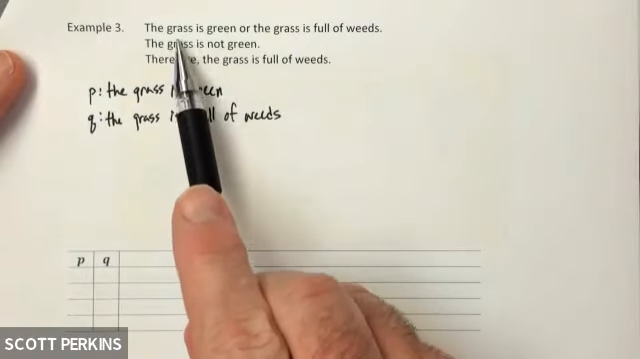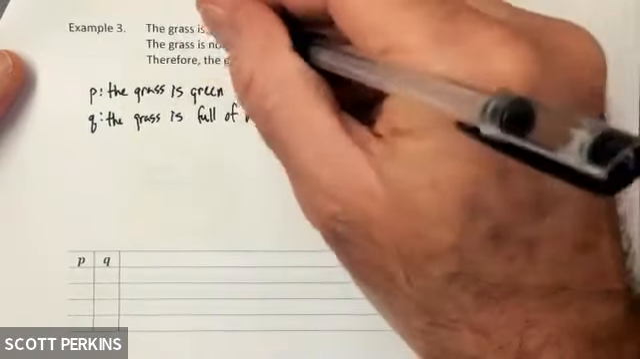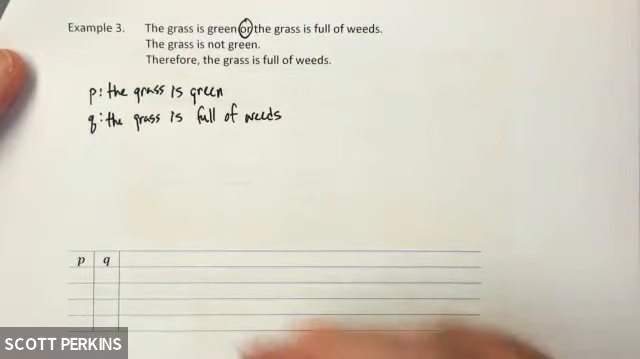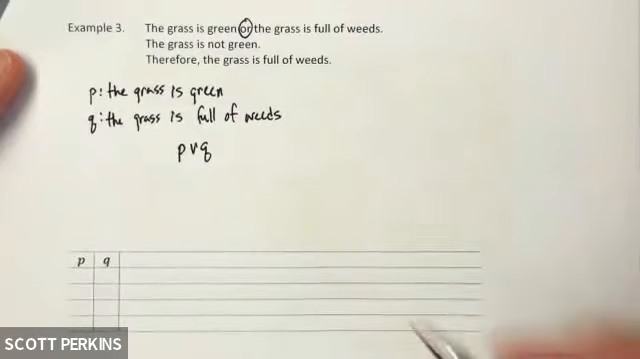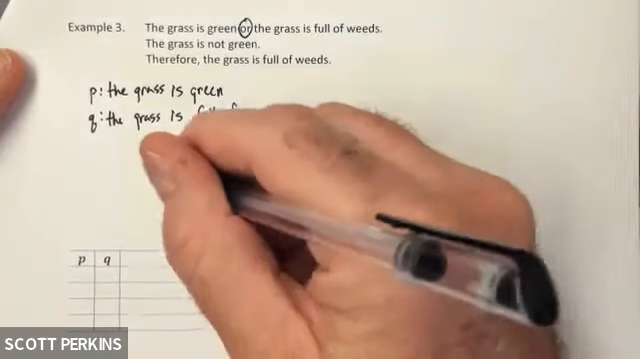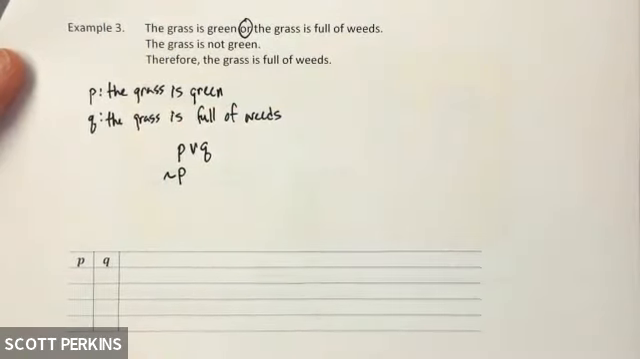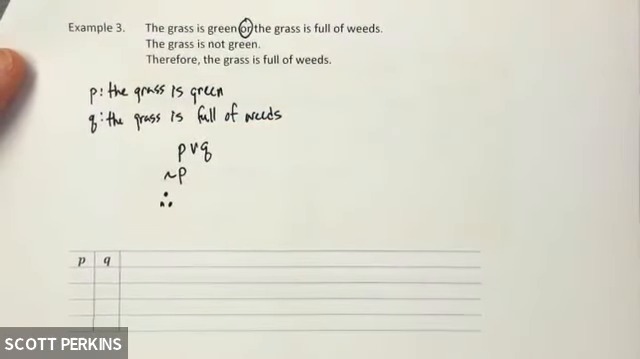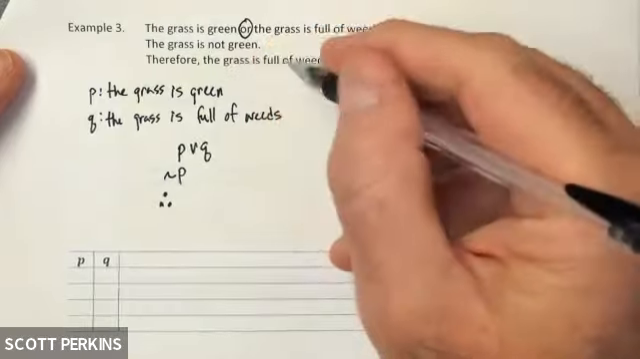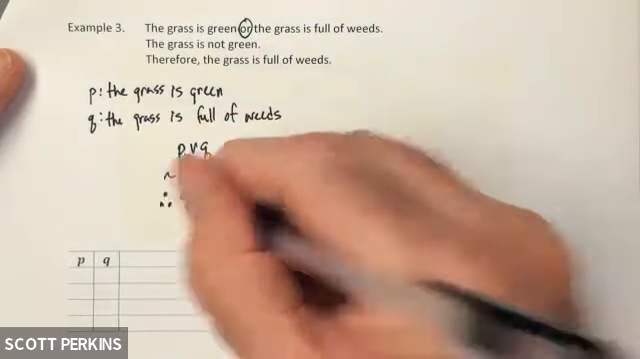The first statement is the grass is green or, so I'm going to circle the word or, the grass is full of weeds, so that is P or Q. The second premise is the grass is not green, so that's squiggly P. Therefore, my 3 dots that represent the word therefore, and my conclusion, the grass is full of weeds, that is Q.